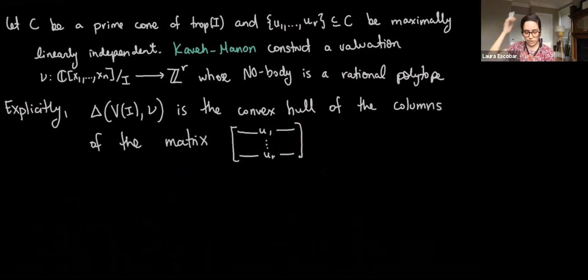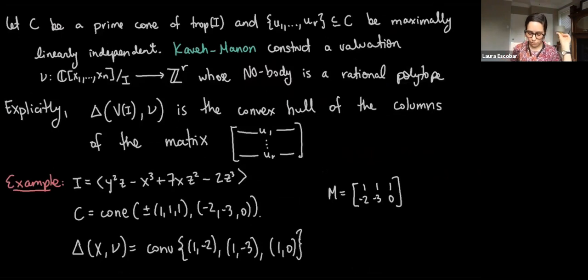So how does that work? So explicitly, this Newton-Okounkov body is going to be the convex hull of the matrix, where you write the rows to be your linearly independent vectors, and then you take the convex hull of the columns.